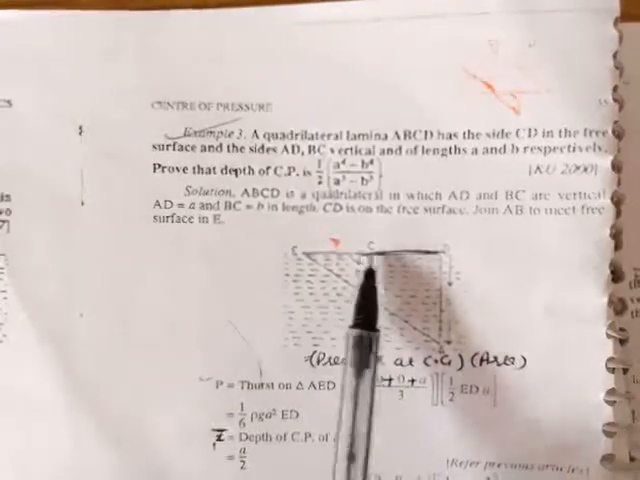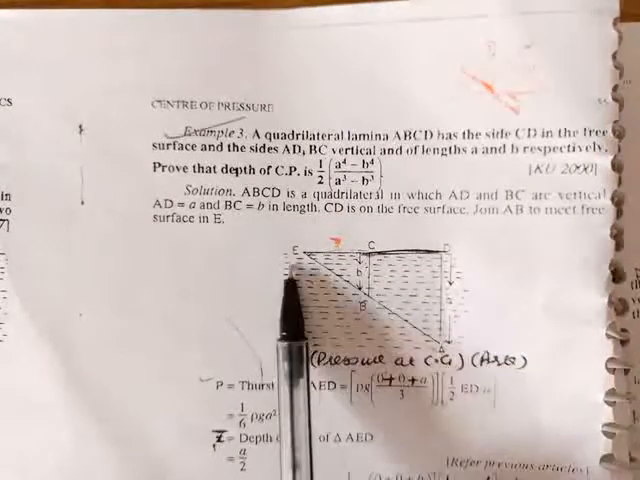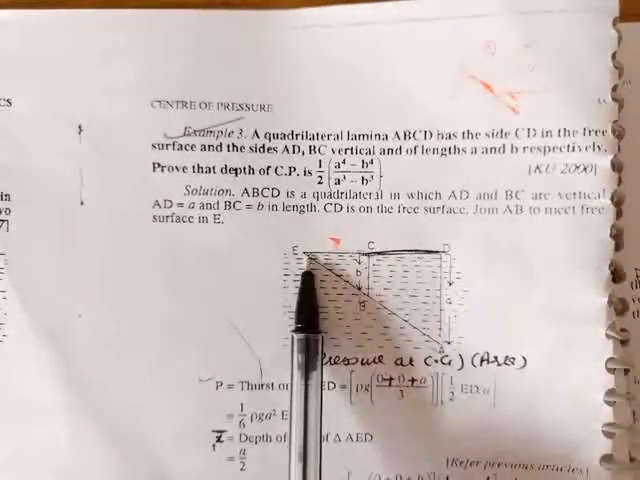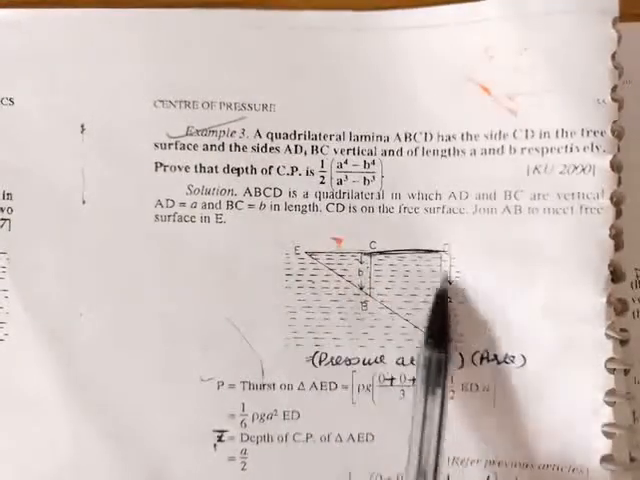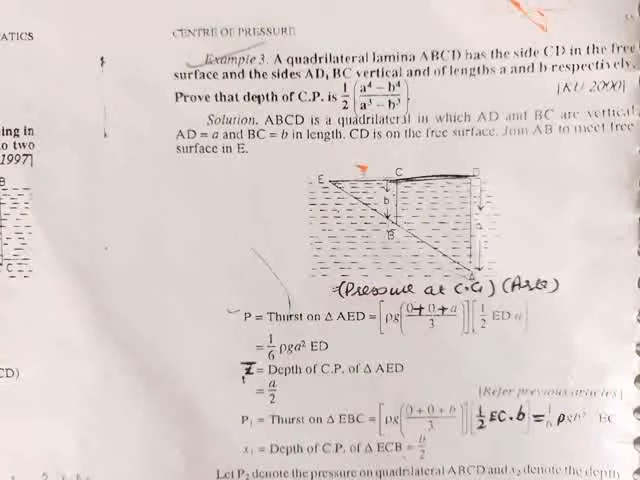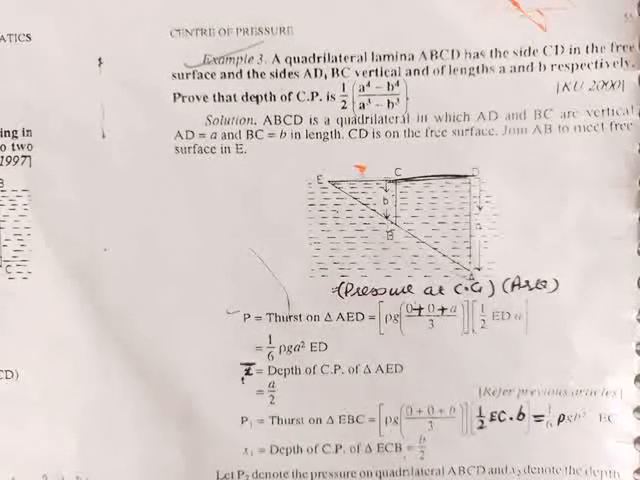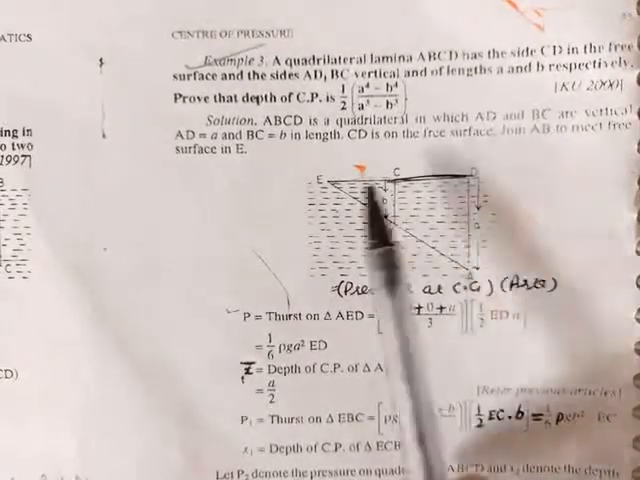To find the depth of center of pressure of this area, we require thrust on this whole body, thrust on this body, and depth of center of pressure of this triangle as well as the whole triangle. So let us find these four terms one by one. So first of all, we find the thrust on the whole body, means triangle ADE.